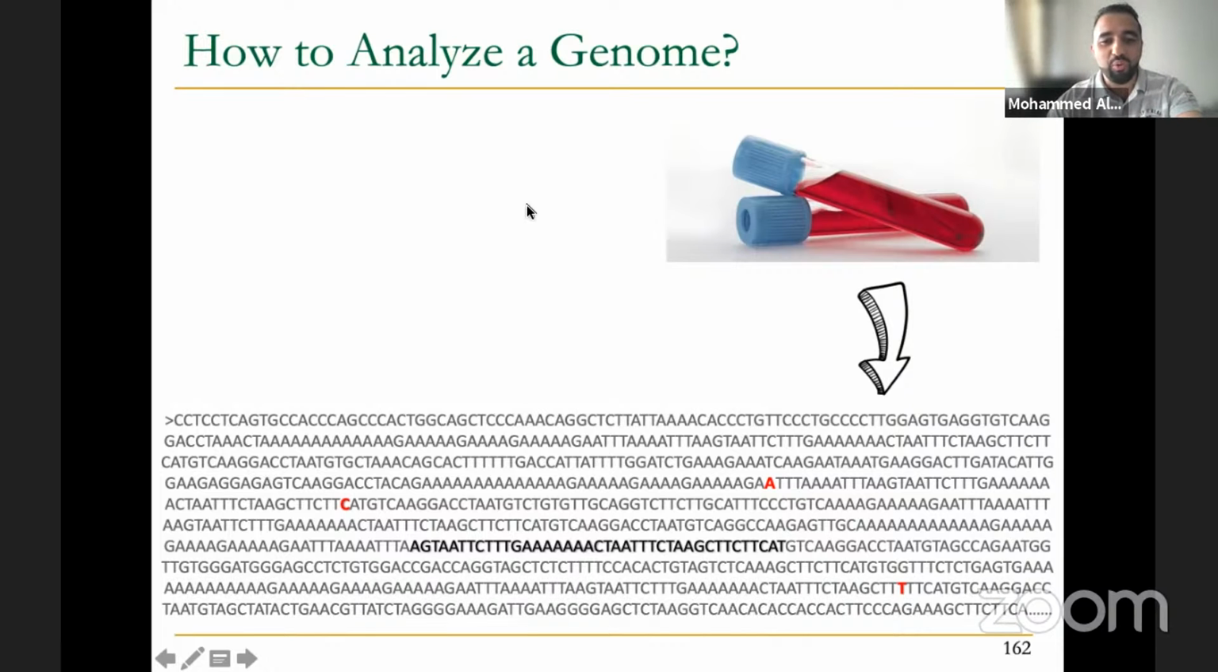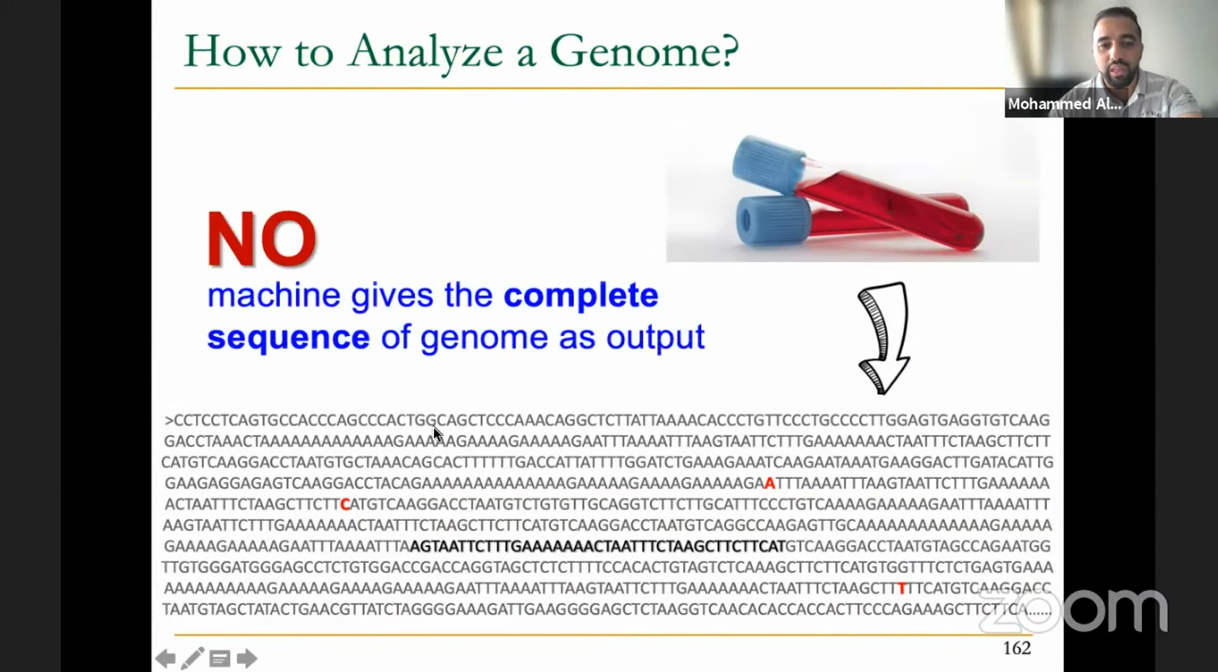And one important example of this is genome analysis. Unfortunately, with all the advancement in this field, with more than 40 or 50 years of work from many research groups, until now we don't have any machine that can take a genetic sample and give you a full sequence of your genome.